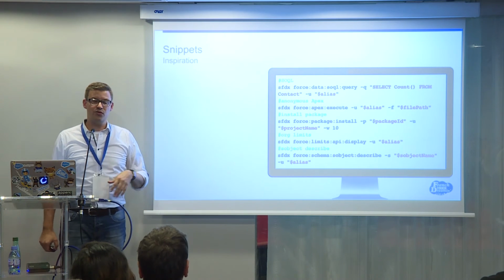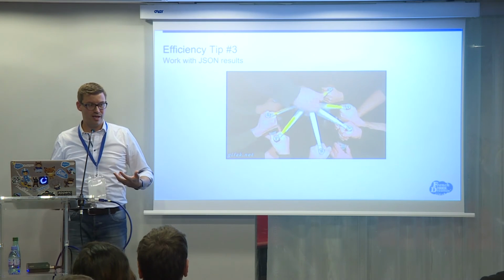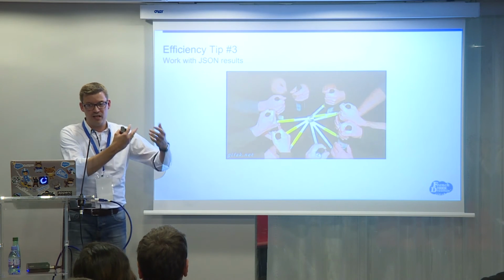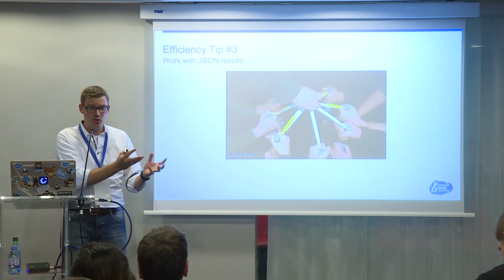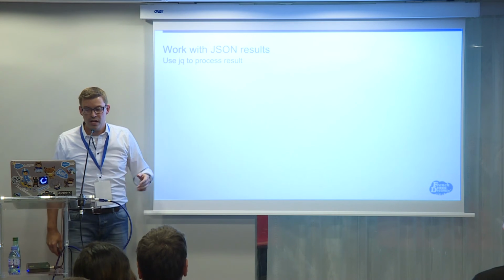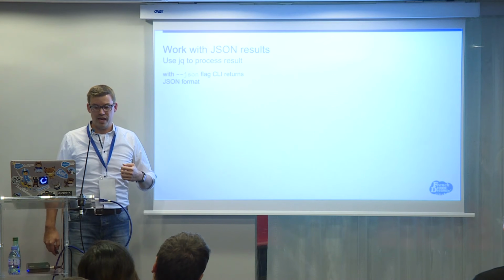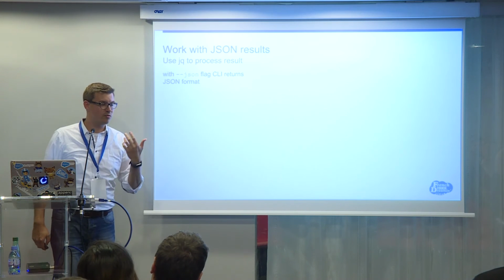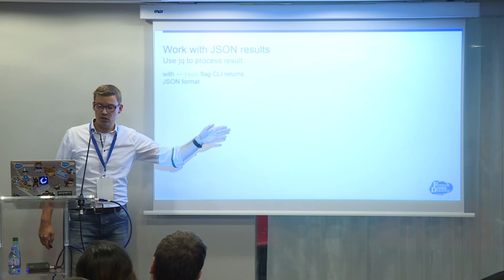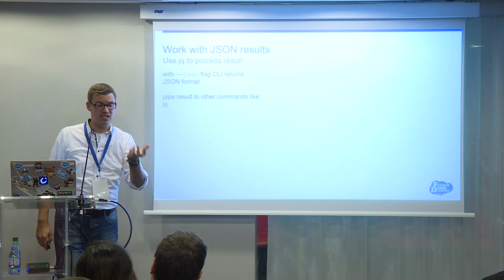So why is that useful? Because you can put some more tools around it, and you don't have to go to the org, open the developer console, make an anonymous Apex call, and get something back. You can build tools around it. And one way to go there is working with JSON results. Every CLI command can return JSON, and JSON can be parsed and transformed by a program called jq. So jq formats the JSON and gives you the ability to filter the JSON very easily.